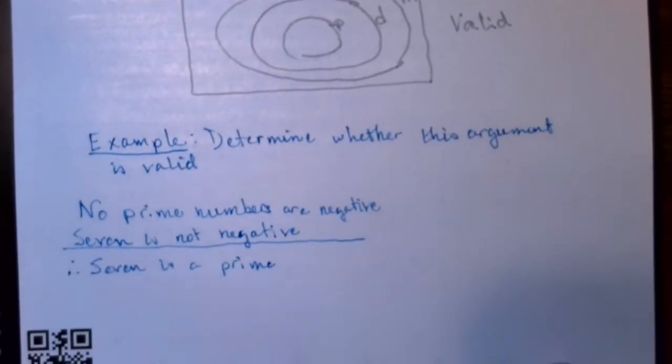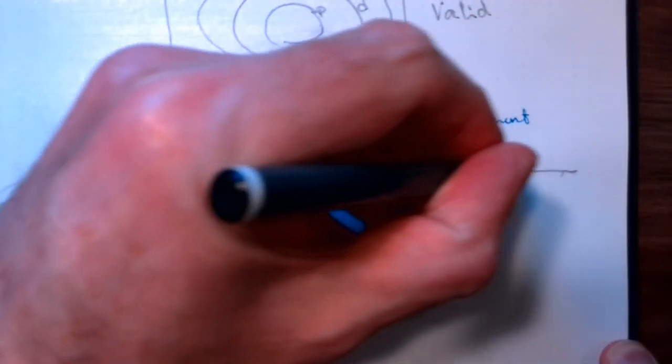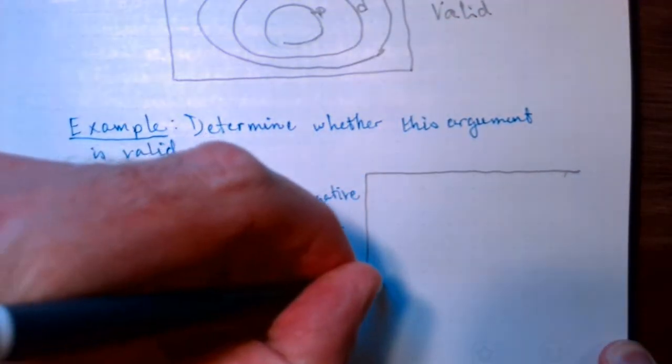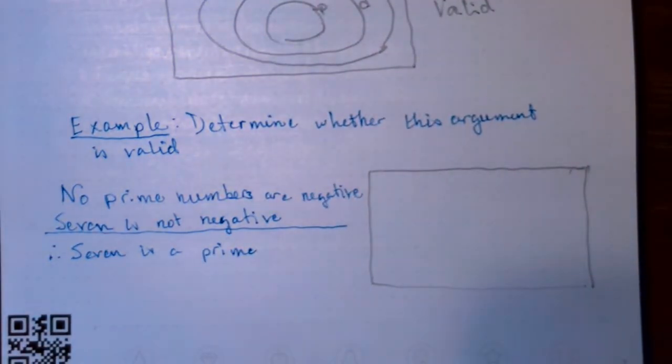Okay, so here we've got another example argument. So we're going to determine whether this argument is valid. So my premises are: no prime numbers are negative. 7 is not negative. Therefore, 7 is prime. Okay, let's look at a circle diagram for this.